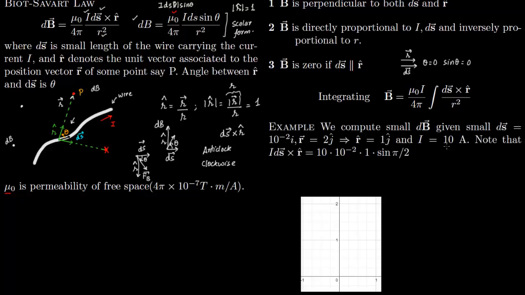So let us compute a small dB vector given a small ds. ds is given to you as 10 to the power of minus 2 i hat. So here is our small ds vector, and the r vector is given as 2 j hat. This is the x-axis, this is the y-axis. As you can see, the angle between the r vector and ds vector is pi by 2. You convert r vector into a unit vector, so you divide r vector by the length of r. The length of r is 2, 2 divided by 2 gives you 1. So r hat is 1 j hat. The current is given to you as 10 amperes.